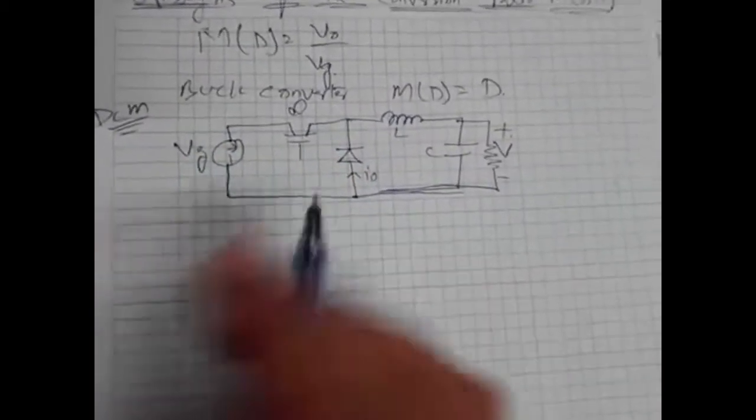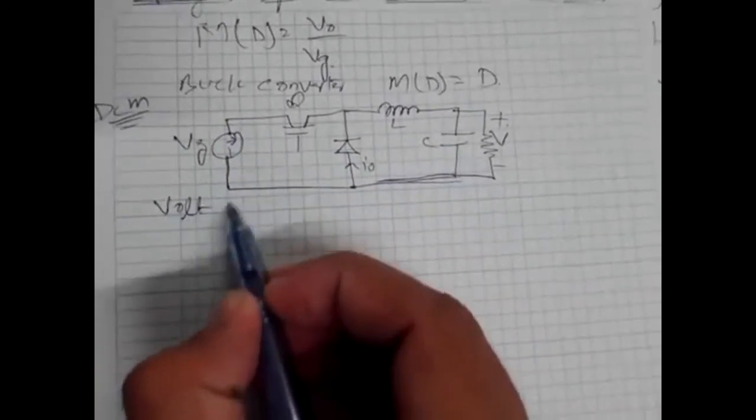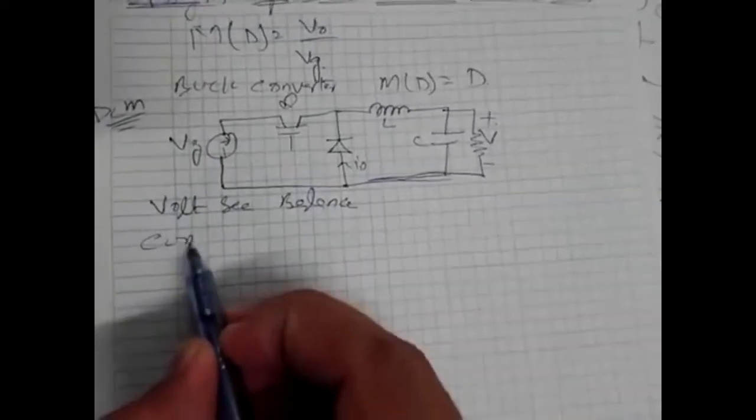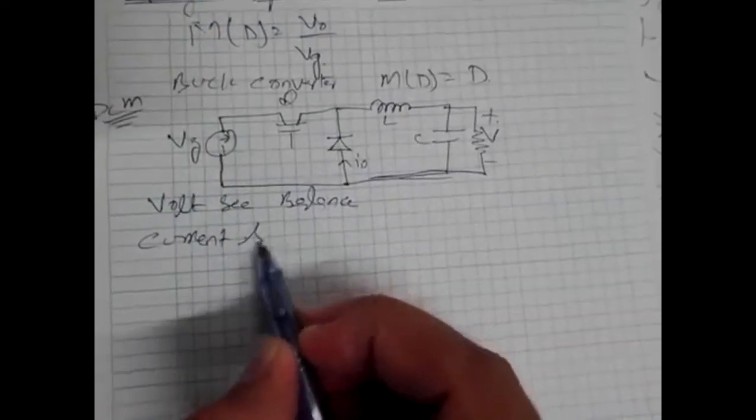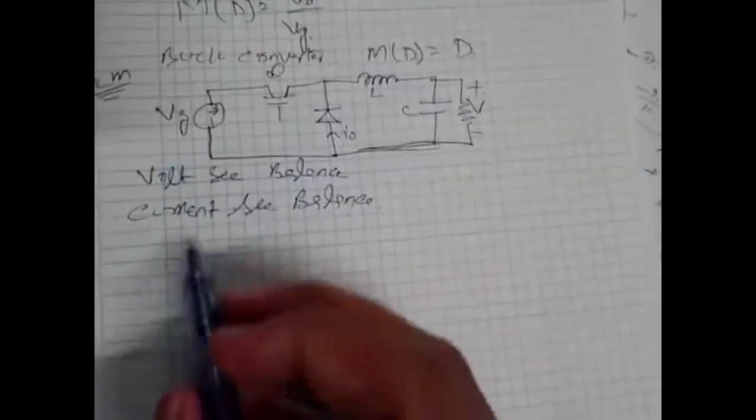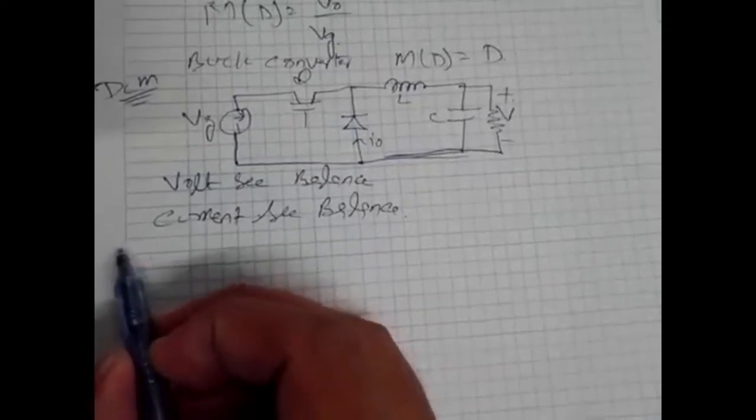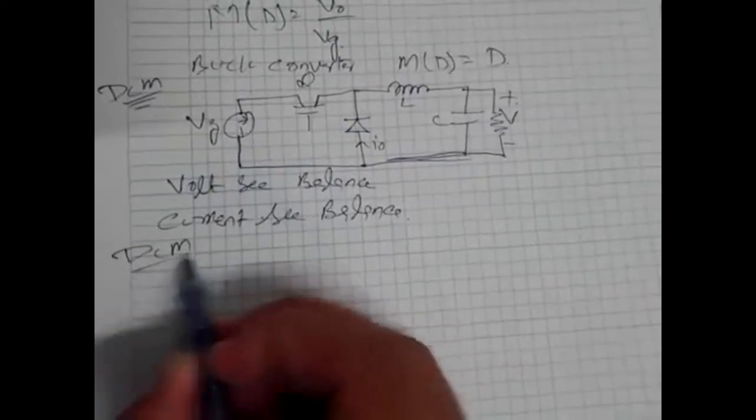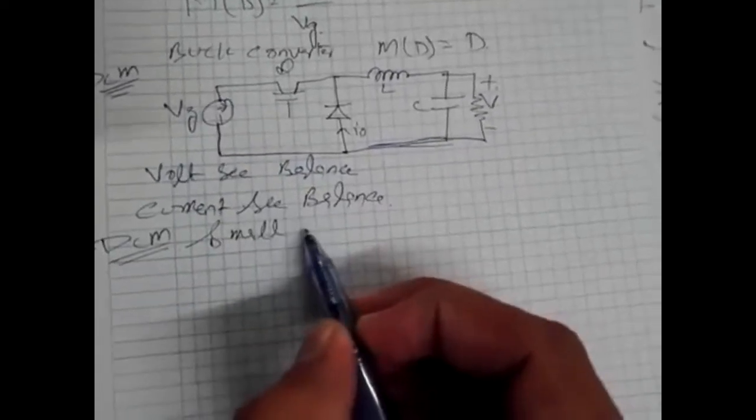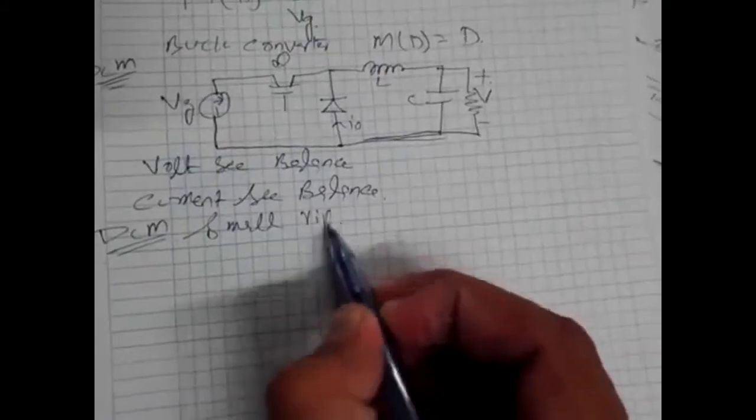Now here we apply the same method as previously, that is the volt-second balance and the current second balance. Now as it is DCM, let's see whether the small ripple approximation applies here or not. If yes, then how do we apply that small ripple approximation?